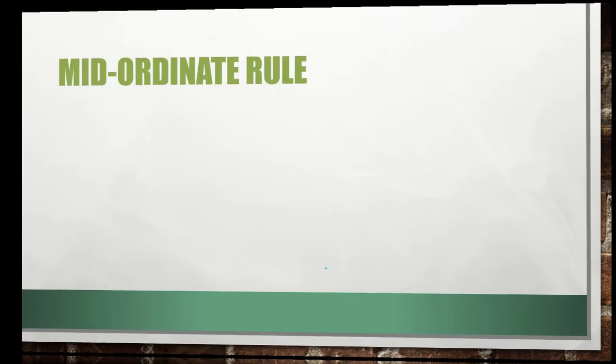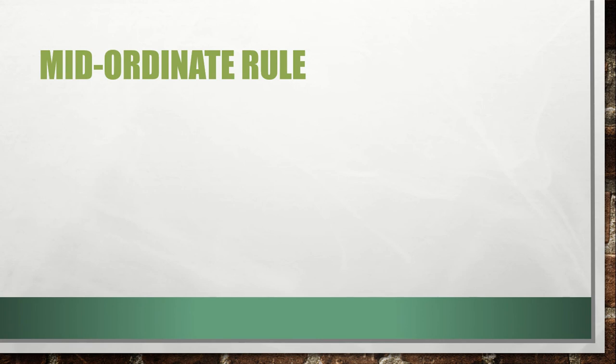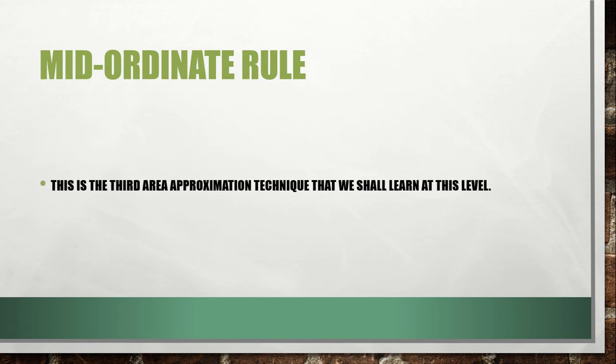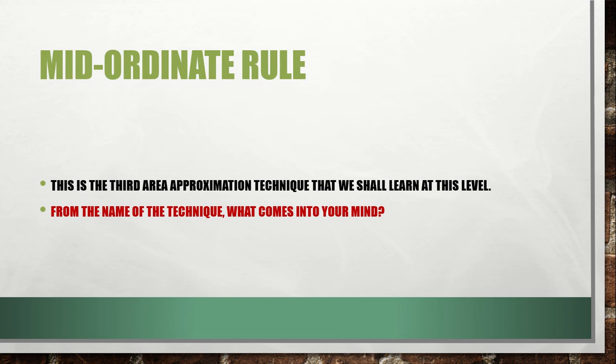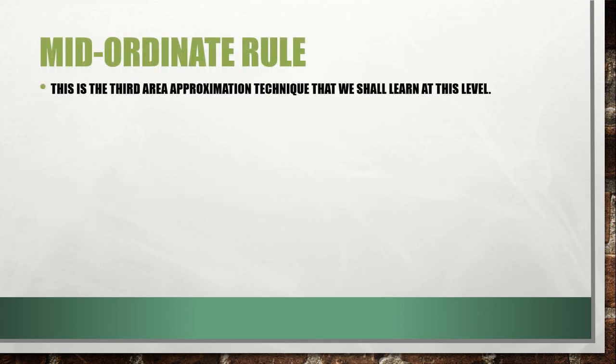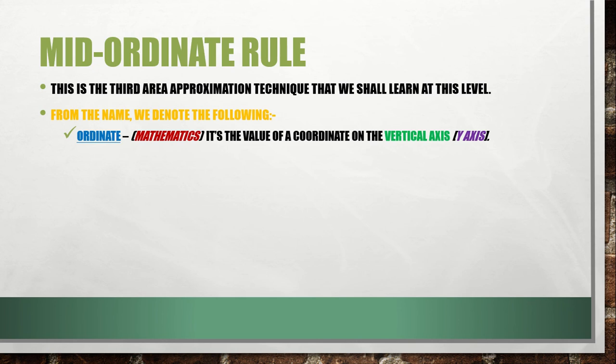Let us go to the next rule, mid-ordinate rule. In mid-ordinate rule, from the name that comes out, what comes into your mind? That's something we just want to ask you. Notice, from the name, we denote the following. 1, ordinate. What is ordinate? It's the value of a coordinate on the vertical axis, which is basically the y-axis.